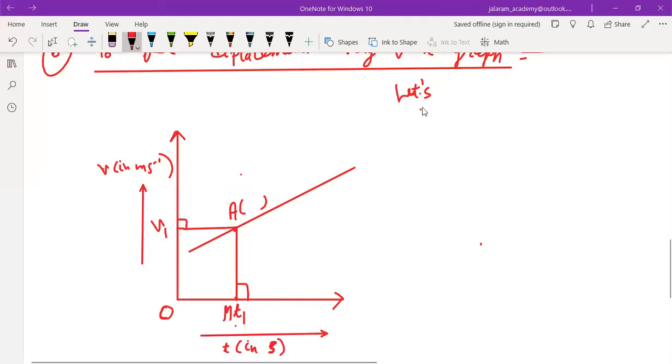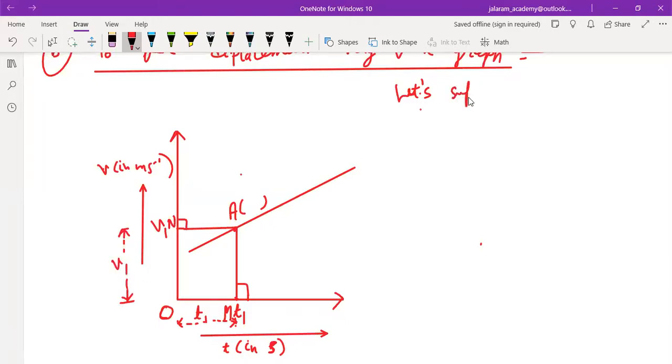Yes, you are right. It will be T1 comma V1, as the distance of point M from the origin along x-axis is T1, and if we write N as the perpendicular, V1 is what we have written as the velocity at point T1. So this distance will be V1.